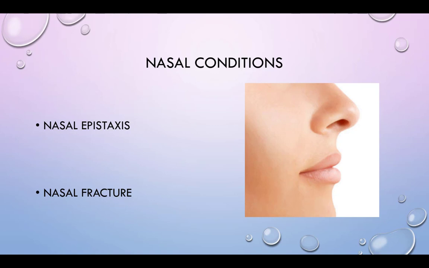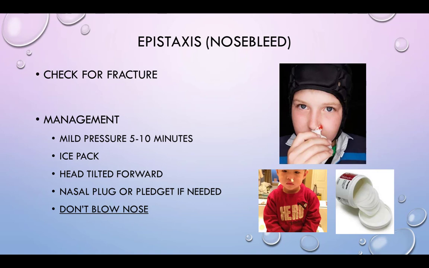Nasal conditions include nasal epistaxis and nasal fracture. Nosebleeds can be very dramatic and frightening. Luckily, most nosebleeds are not serious and can be handled fairly easily. They're divided into two types depending on whether the bleeding is coming from the anterior or the front of the nose or the posterior in the back of the nose. Anterior bleeds make up more than 90% of all nosebleeds. The bleeding usually comes from a blood vessel at the very front part of the nose.